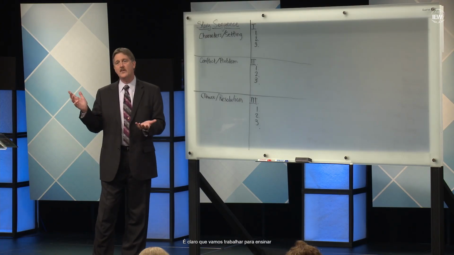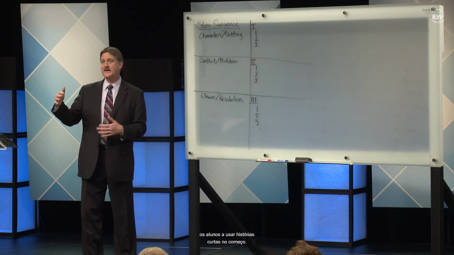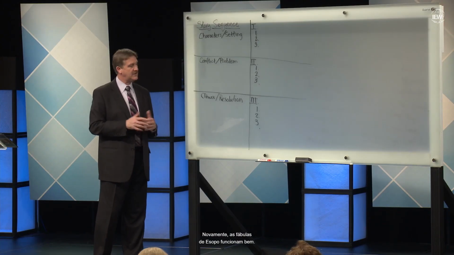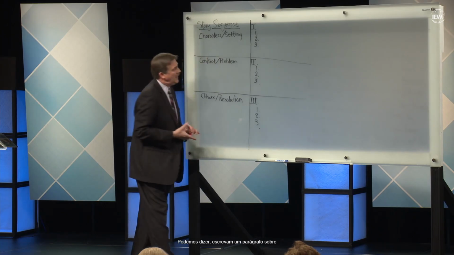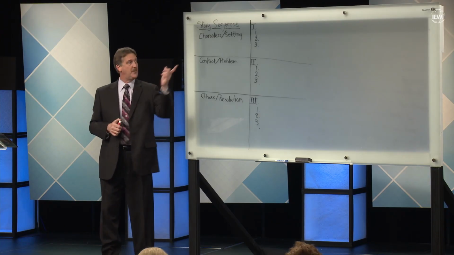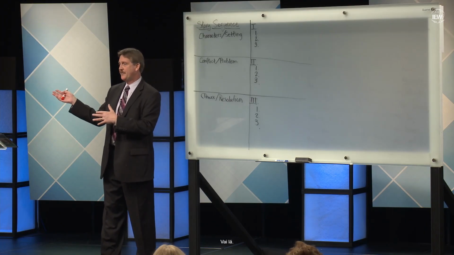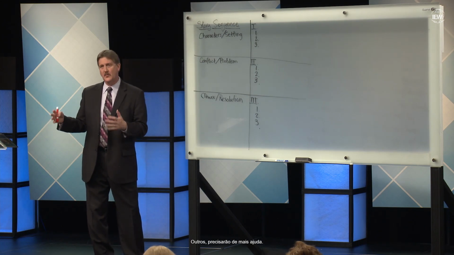And of course, we're going to be working with teaching students and using probably short stories to begin with, so that it should be fairly simple. Again, Aesop fables work very nice. Now, for some kids, that might be enough. You could just say, write one paragraph about the character and setting, another about the conflict problem, another about the climax resolution, go. Summarize the story, retell the story. Others of us are going to need a little more help.